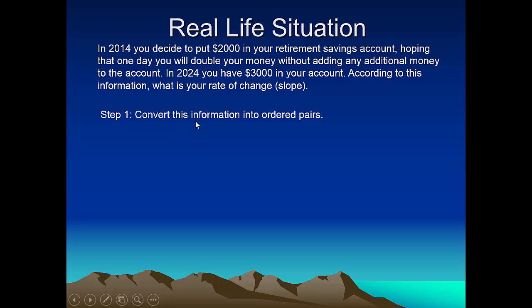So now we want to convert this information into ordered pairs. Now remember, the year always goes first and the money goes second. So we have our year, which is 2014, and the money that was put into the account is actually $200.